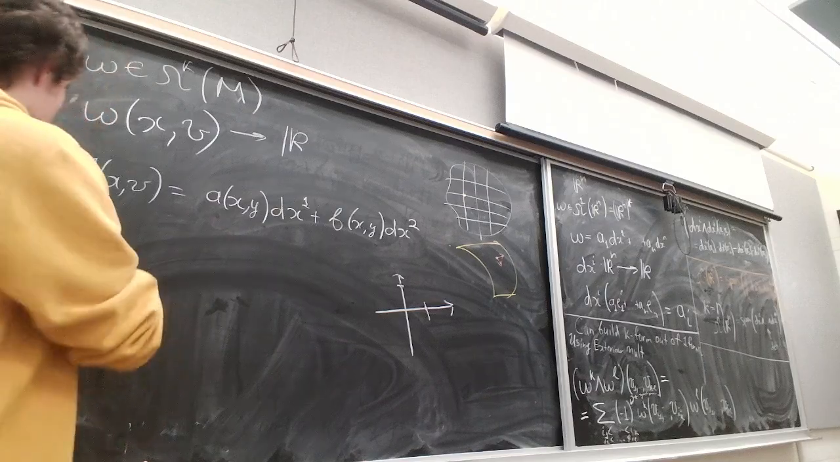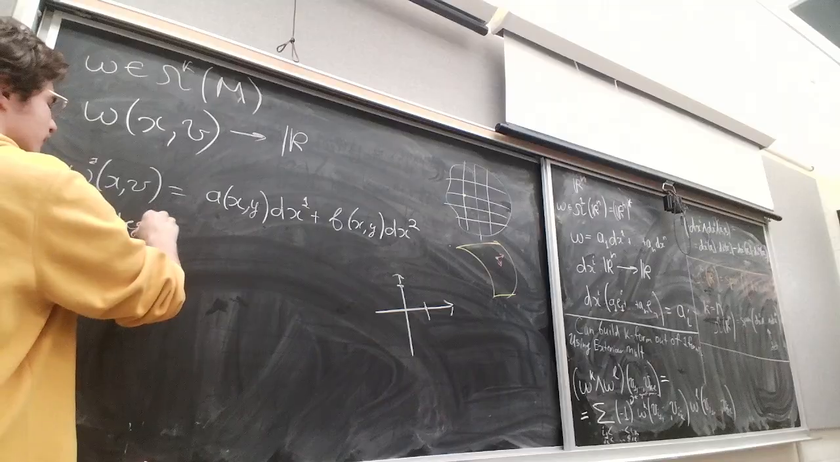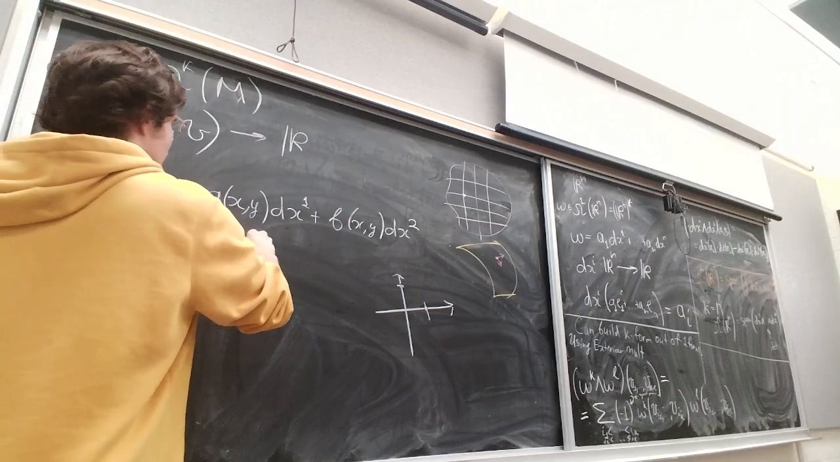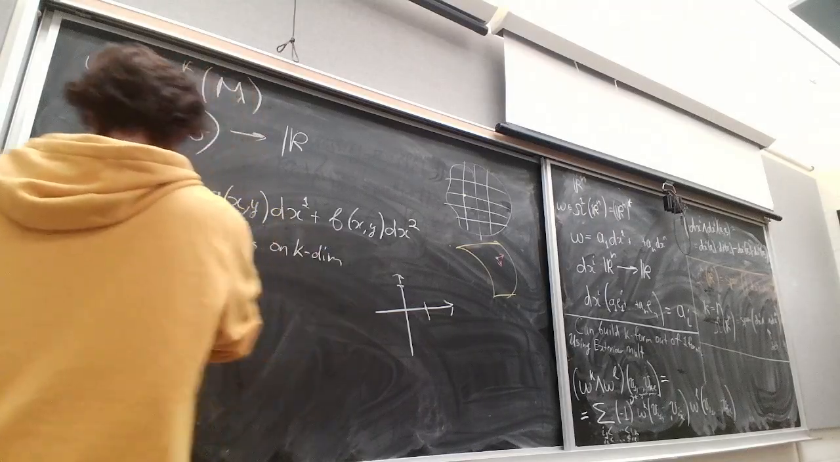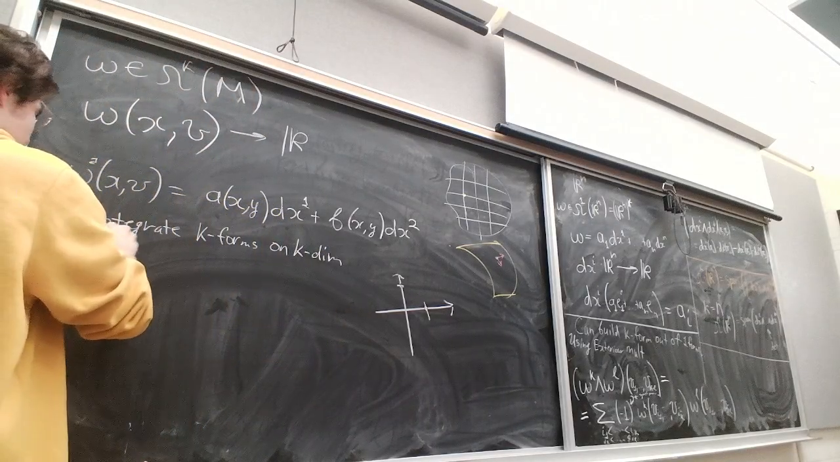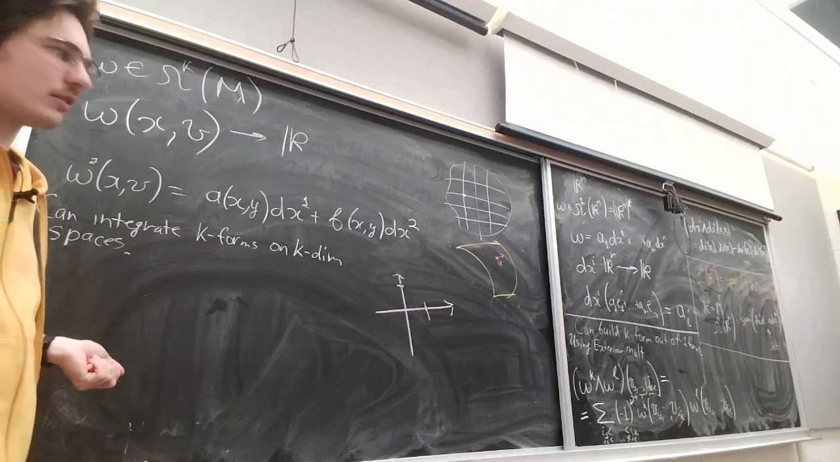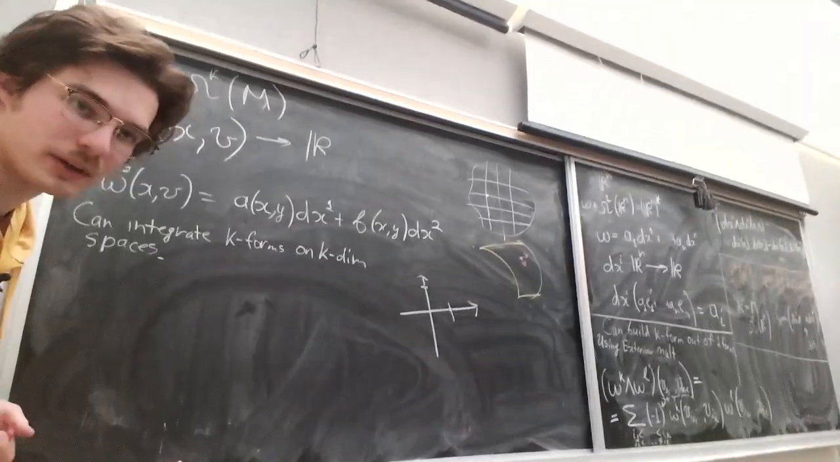Do you agree? So we can integrate k forms on k-dimensional spaces. Okay? That makes sense. That's the only thing we can do. We can only integrate k-dimensional forms on k-dimensional spaces.